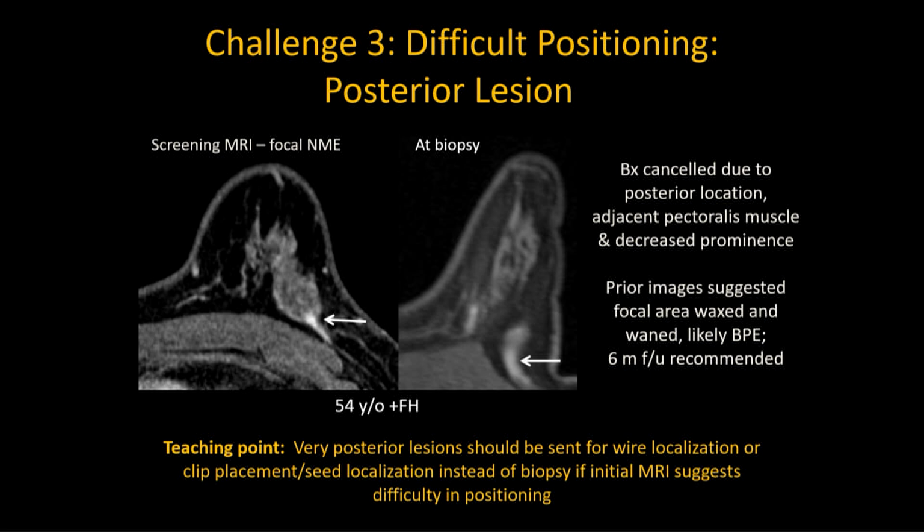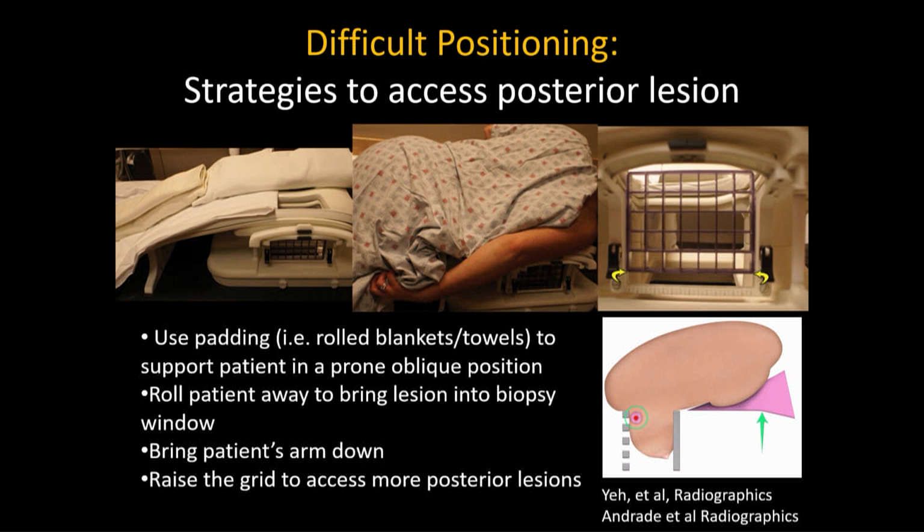However, if you have a finding that is very suspicious, really posterior, and you're unable to get it, there are other ways. One is you can place an MRI-compatible wire for surgical excision, or at our institution, we place a clip for subsequent localization. We do seed localization, but those are 2 tips to help you excise a finding that's suspicious but may not be technically feasible to biopsy.